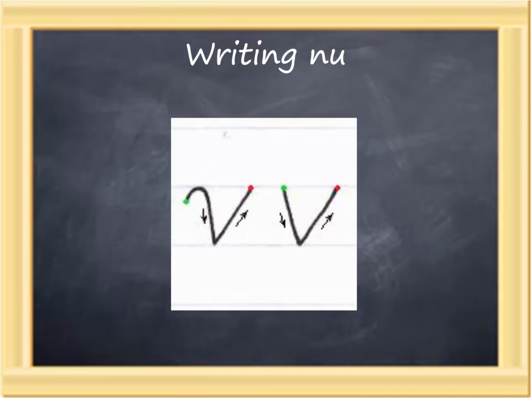The nu looks like a V, but it's not a V. It's an N sound. And it can be made either with all sharp edges, as on the right, or with a curved stroke and a sharp edge, as on the left. Practice writing the nu that looks like a V.